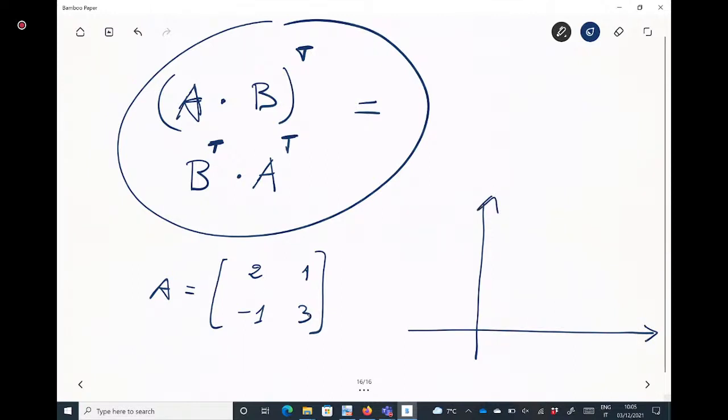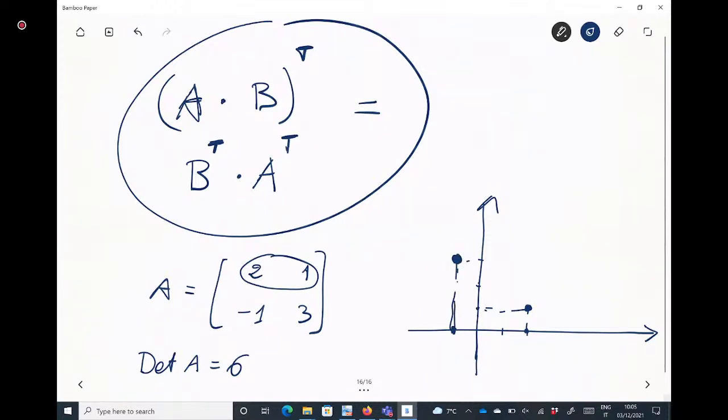So the determinant here would be 5 plus 1, 6, okay? Take the two rows, regard them as vectors, as pairs of coordinates in the plane. Abscissa 2, vertical coordinate 1. So this is the geometric representation of the first row. Abscissa minus 1, vertical coordinate 3. So 1, 2, 3. This is the representation of the second row, okay?